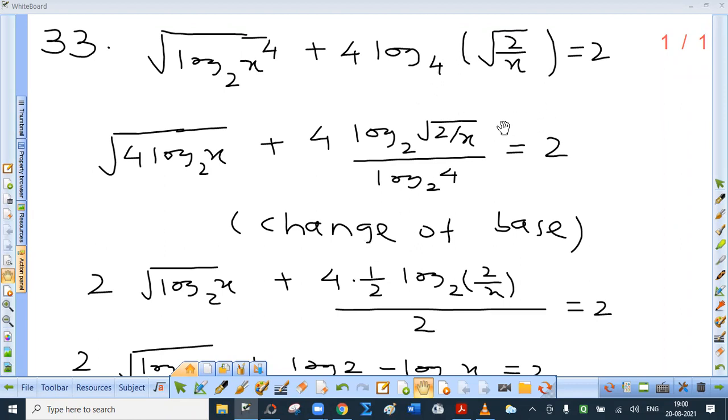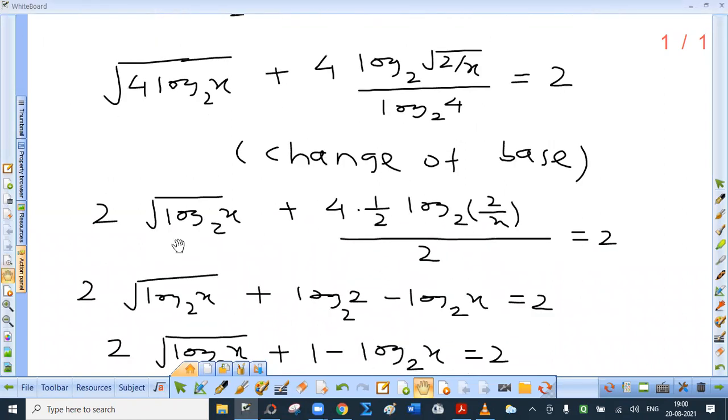So it is log of root of 2 by x to the base 2 upon log 4 to the base 2. Now, what is root? Raised to half. Log of 2 upon x raised to half is half log. That is why 4 into half. Now in the denominator, the logarithm is the power to which the base should be raised. 2 raised to 2 is 4. So 2. Or you may say 4 is 2 square. So 2 log 2 to the base 2. Log 2 to the base 2 is 1. Same thing. Equal to 2.